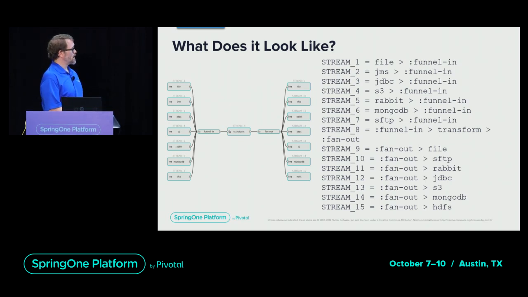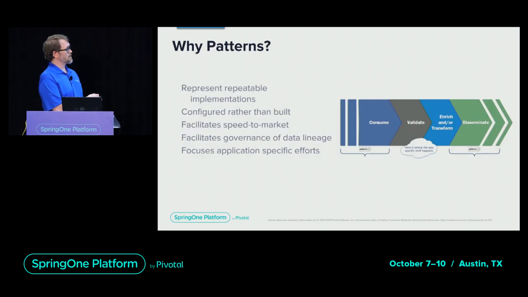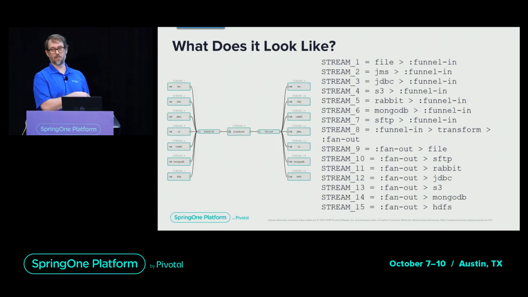And so what I did was I tried to illustrate the concept of the various different patterns coming in through a finite number of sources and then going out through a finite number of sinks. And there's file, JMS, JDBC, S3, Rabbit, MongoDB, and SFTP for sources. Those are all just configurable out-of-the-box apps. We didn't have to write them. And then on the sink side, file, SFTP, Rabbit, JDBC, S3, Mongo, HDFS.